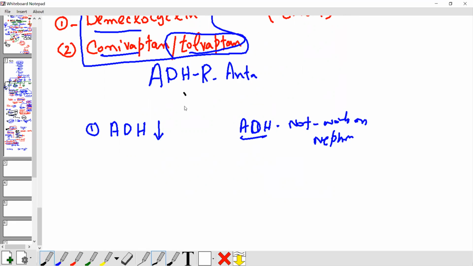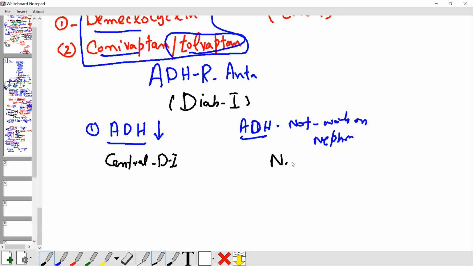So this condition is known as diabetes insipidus. ADH is not working properly. Maybe ADH is low, which is known as central diabetes insipidus. Okay, it's central diabetes insipidus. If ADH is not working properly, it's known as nephrogenic diabetes insipidus. There are two types. Okay.